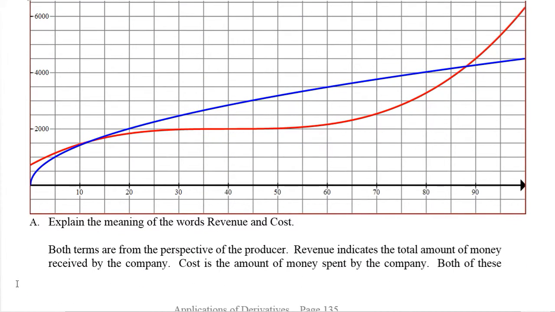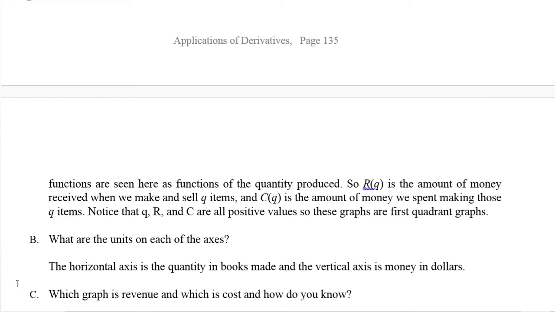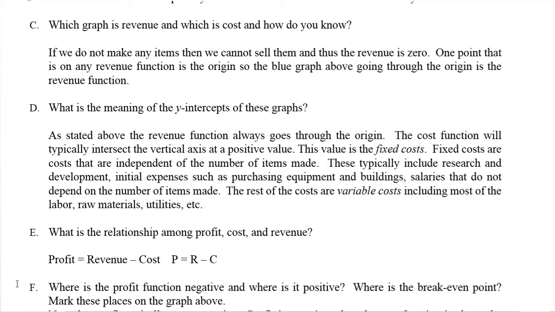Okay, so explain the meaning of the words revenue and cost. We did that. What are the units on each axis? We talked about that. Which one's revenue and cost, and how do you know? We did that. What is the meaning of the y-intercepts? We talked about that. What's the relationship between profit, cost, and revenue? Profit is revenue minus cost.